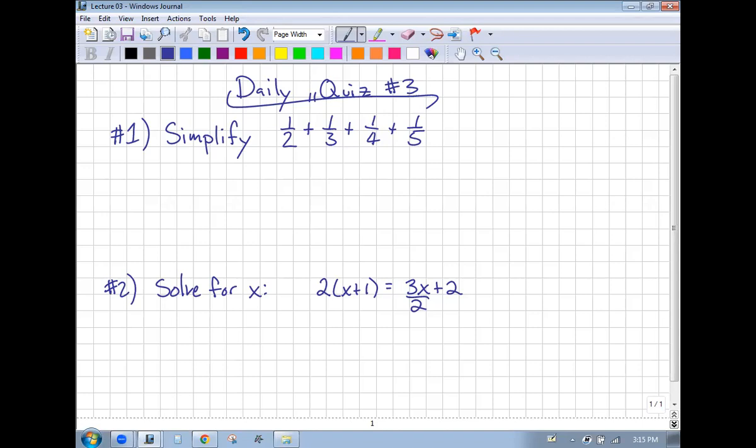Set it equal to what? Well, for number one, we just want to add these together, right? Yeah, you do want to put equals.